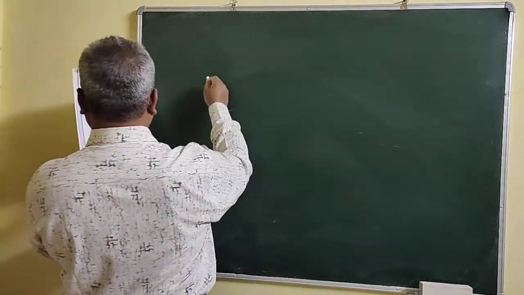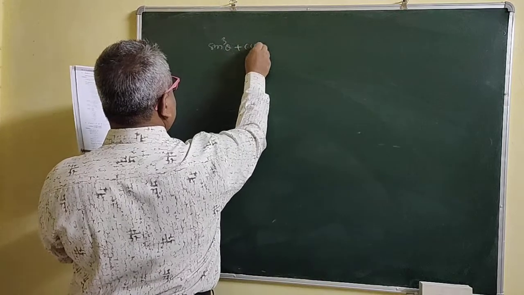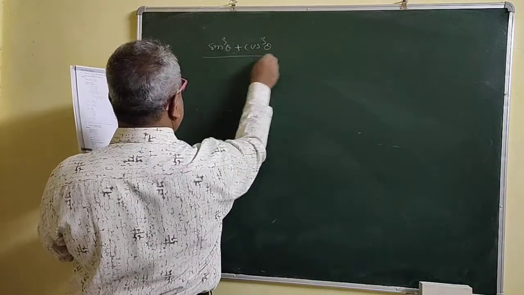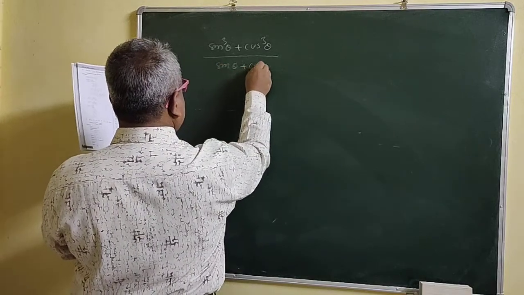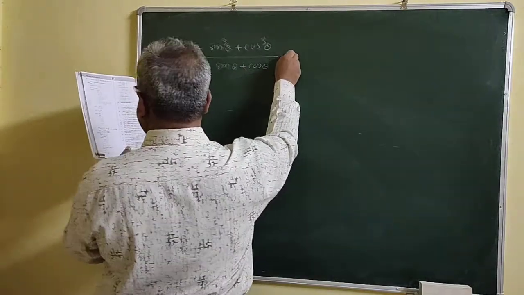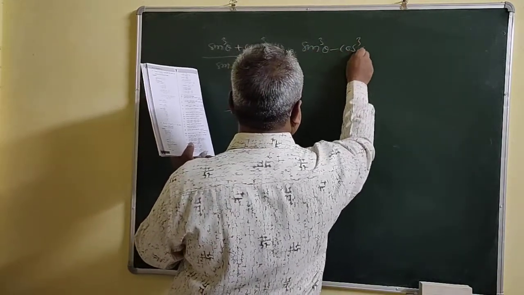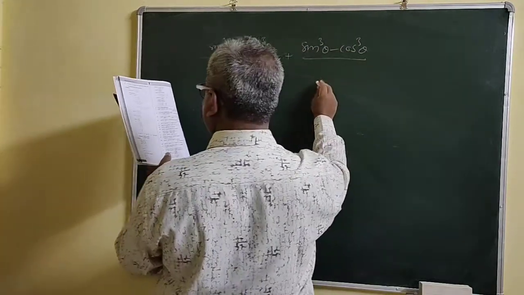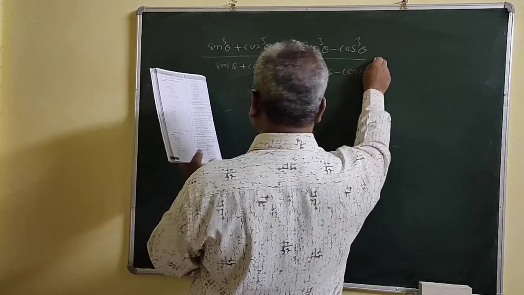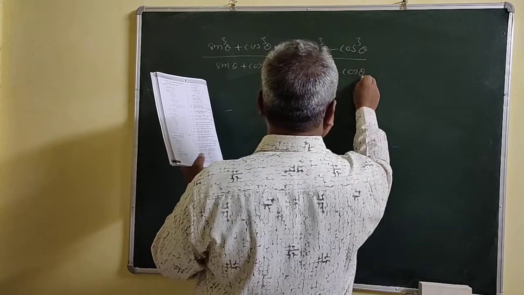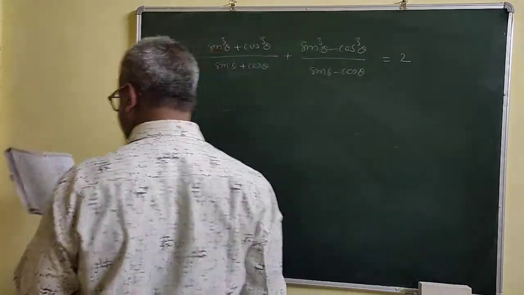Next. Prove that sin cube theta plus cos cube theta upon sin theta plus cos theta plus sin cube theta minus cos cube theta upon sin theta minus cos theta is equal to 2.